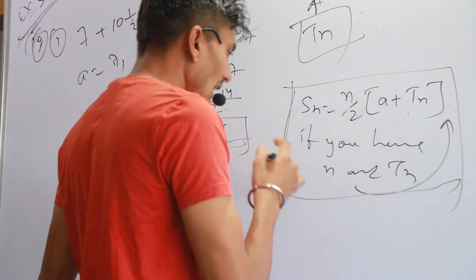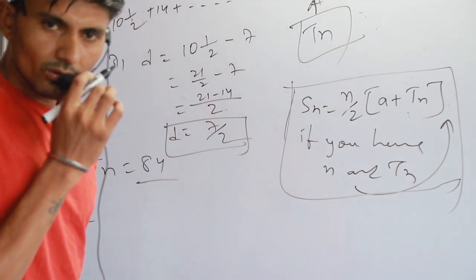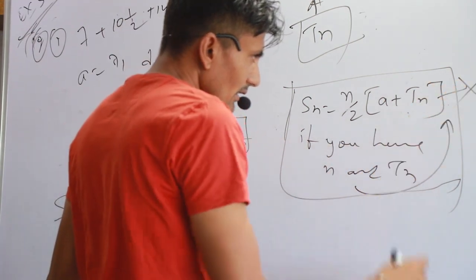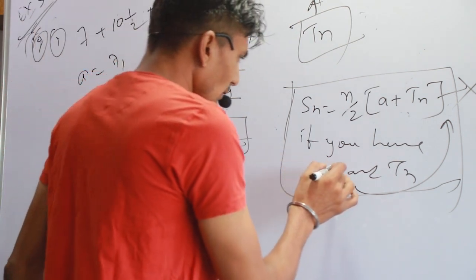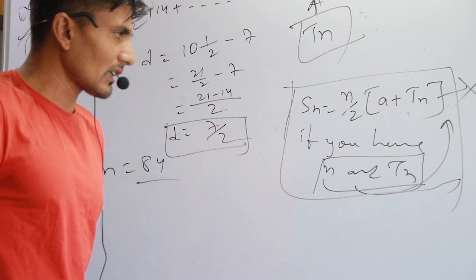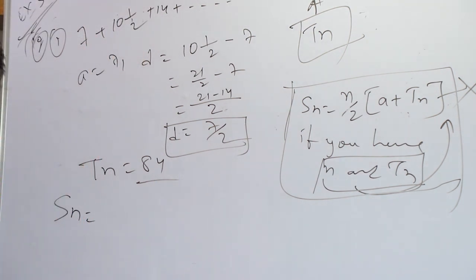ऐसे निकालना है. अगर आपके साथ Tn दिया हुआ है और n नहीं दिया हुआ तो ये फॉर्मूला एप्लीकेबल नहीं होगा. ये फॉर्मूला एप्लीकेबल कब होगा? जब n और Tn दोनों हो. In that condition we have to use this formula. Otherwise we have to find out n here.